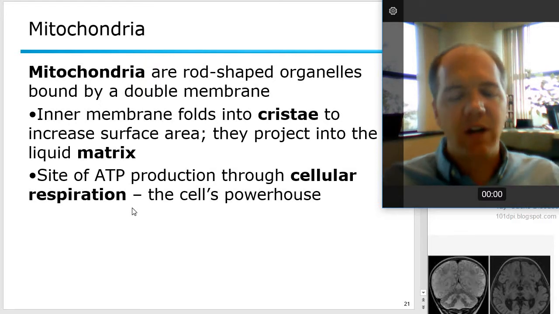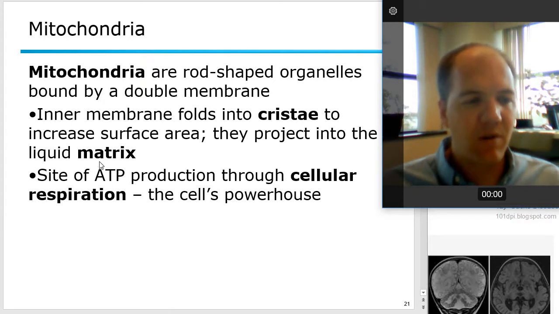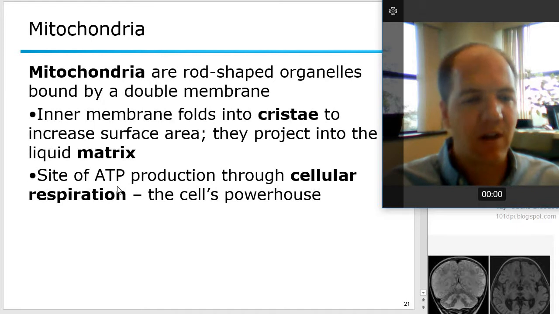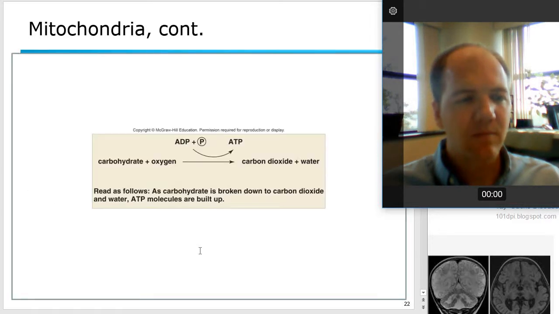Okay, mitochondria. Mitochondria, these are the powerhouses of the cell. This is where the energy, the ATP, comes from. We talked about ATP in the last chapter. So ATP is the energy currency of the cell. That's what is used to carry out all the functions of the cell. And the mitochondria is where this ATP is produced through cellular respiration.